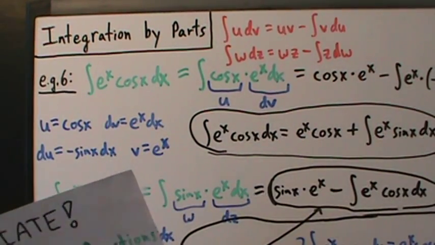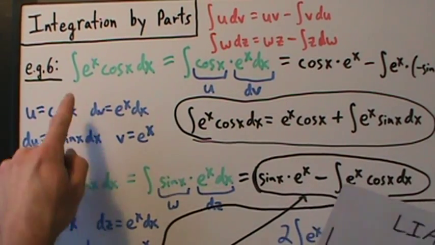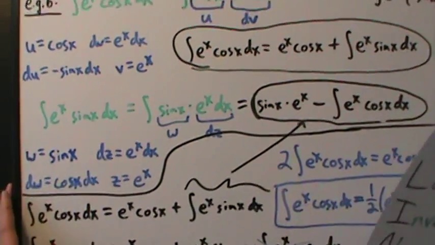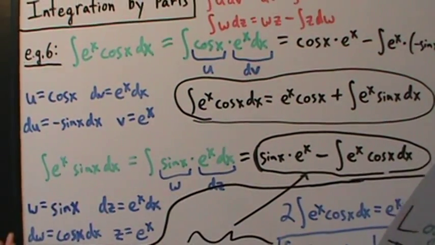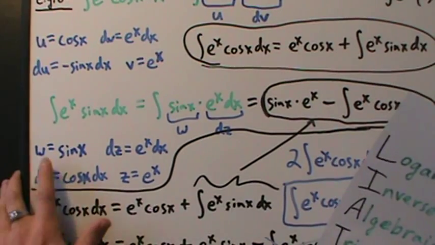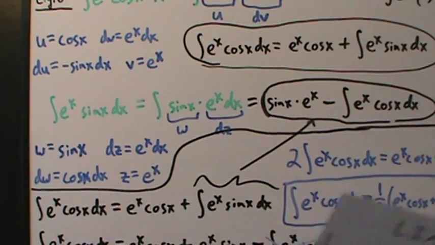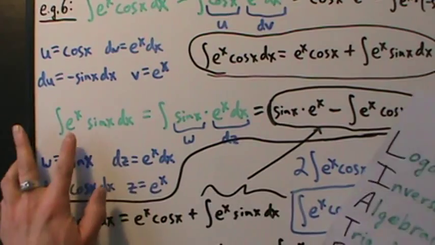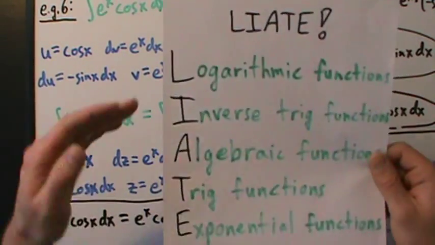But you've got to be very careful if you do that, because if you choose u to be the exponential function here, then you have to choose u to be the exponential function the second time you do integration by parts. Here we chose u to be the trig function, and then in the second integration by parts we chose our u, or w in that case, to be the trig function again. We could have chosen u to be the exponential function here and w to be the exponential function here. That would have worked out. But it's best just to follow this LIATE rule.